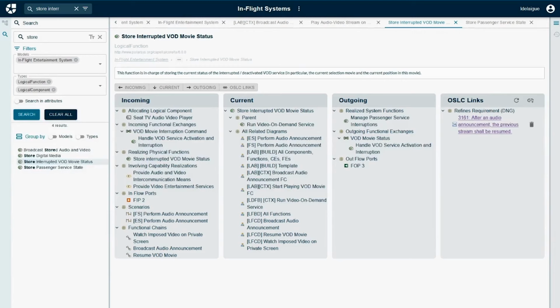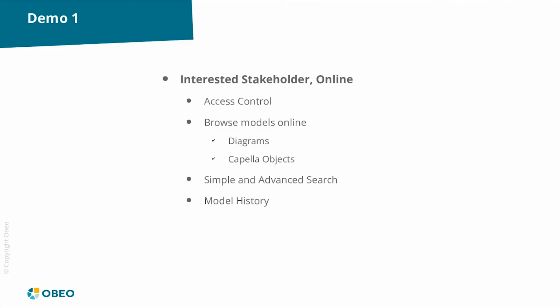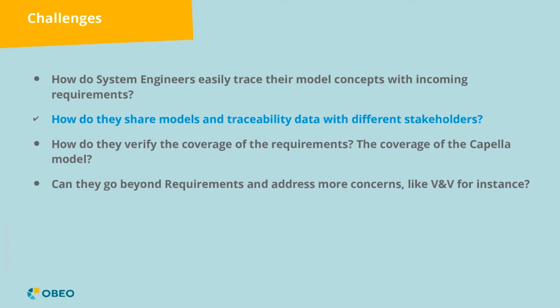Now I will come back to the slides. Okay, so that was the first demonstration. You can see that this addresses how system engineers can share models and traceability data with different stakeholders. Any stakeholders can access the website. It's far easier than having to install Capella, retrieve the Capella model, make sure you have the right dependencies, and open the project within Capella, which can be long if you have large projects. Here you just go online and the models are available as long as access control is defined for you to be allowed to access it.